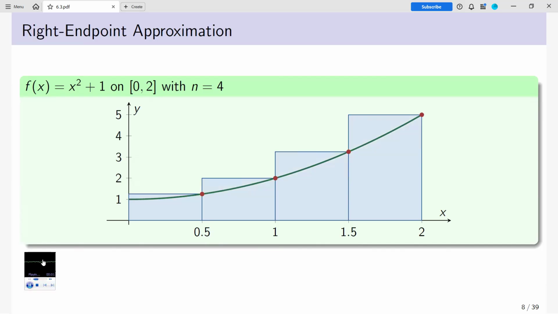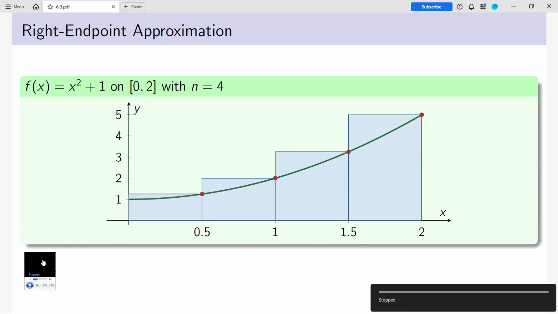Now each rectangle touches the curve at its right endpoint. For this increasing function, the rectangles extend above the graph and give an overestimate. The right endpoints did extra work, although nobody asked them to show off.